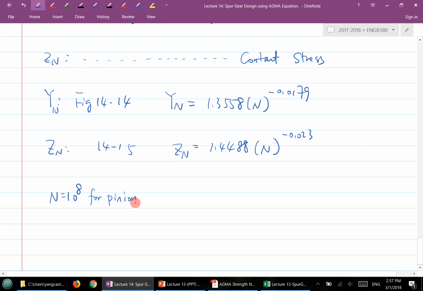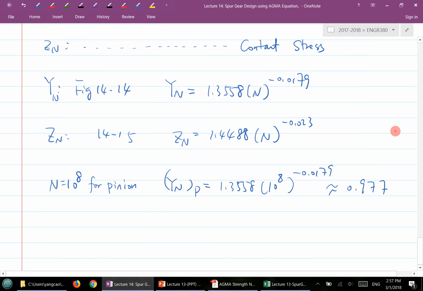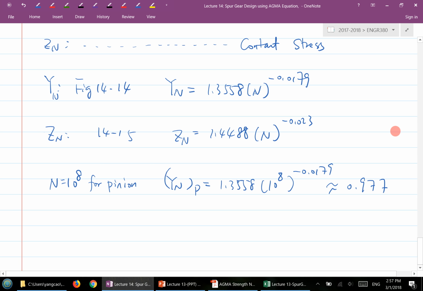Then yn for the pinion is just substitute this 1.3558 times 10 to the power of 8, and then like this. So that equals approximately 0.977.